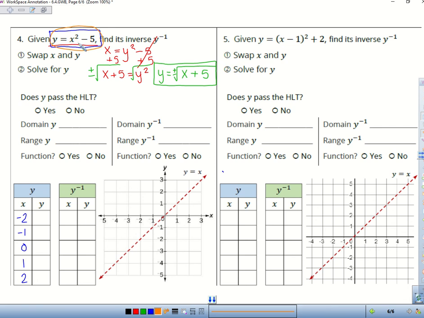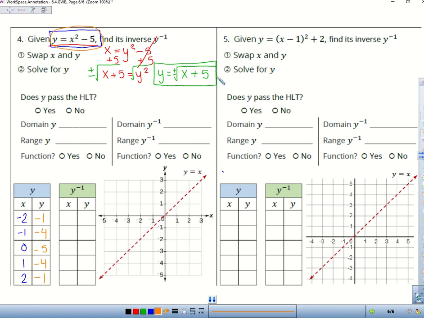So what's -2 squared? 4. What's 4 minus 5? -1. Good. So we got -1. If you plug in -1, we get 1 squared minus 5, which is -4. If you plug in 0, you get -5. If you plug in 1, you get -4. And if you plug in 2, you get -1.